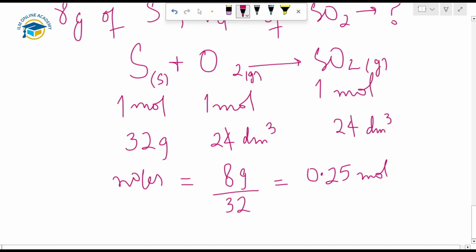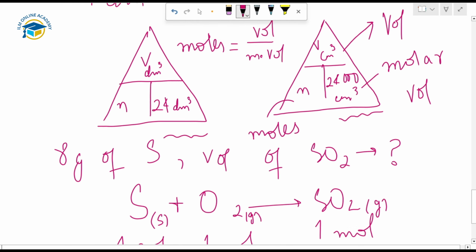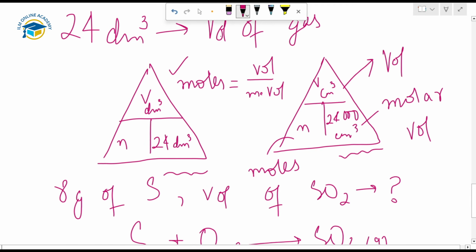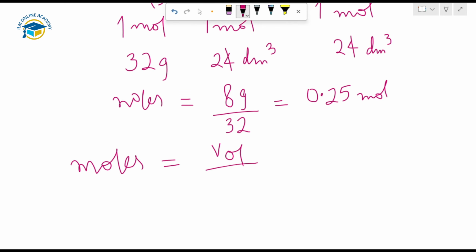So now you have to apply the formula for calculating the number of moles equals volume over molar volume. We'll apply this formula, moles equals volume over molar volume, for calculating the volume of the sulfur dioxide. For applying this formula, we first need the moles, so we calculate the moles by using the formula moles equals mass over molar mass.